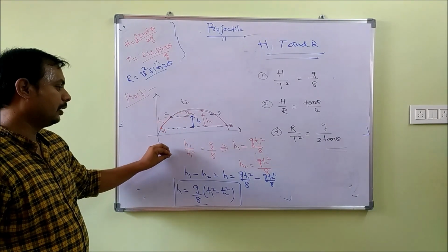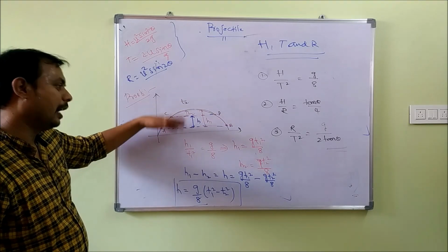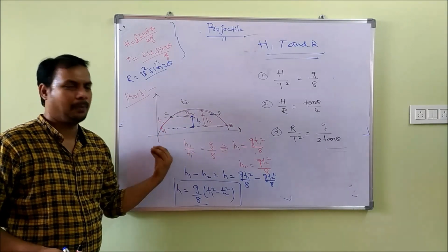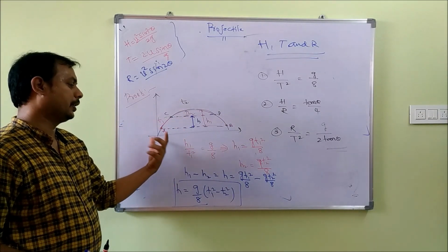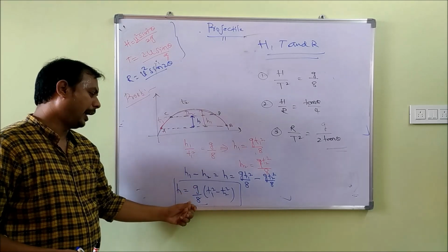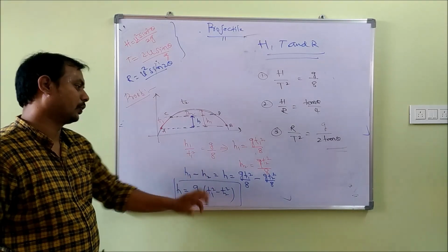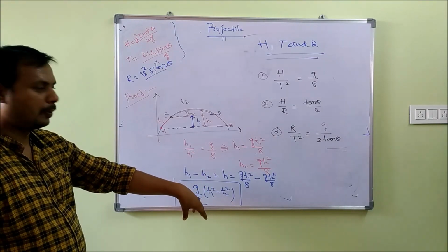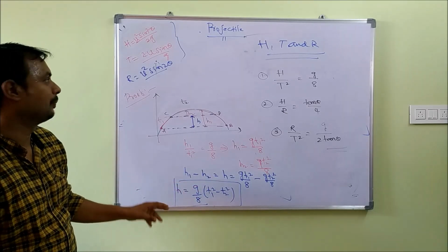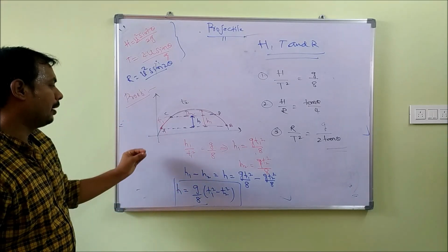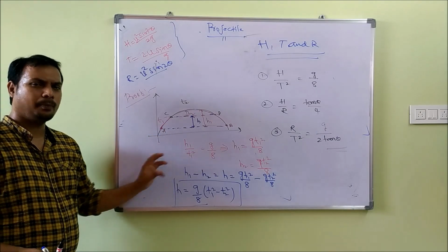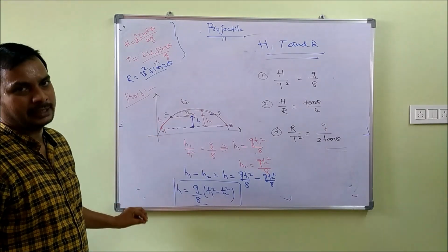This is our first method, calculating the height difference between two given points. Then h is equal to g by 8 times t1 square minus t2 square. You will get different types of options, just modifying the final answer. So this is the first type of problem, how they will ask in the examination.